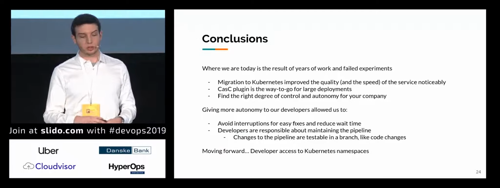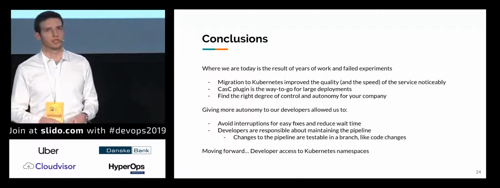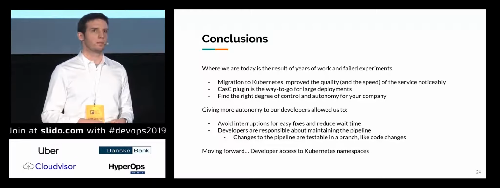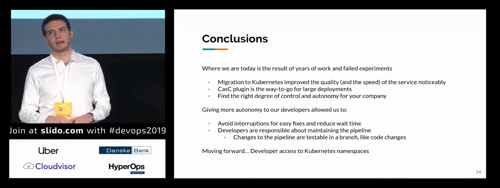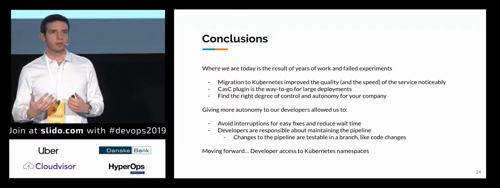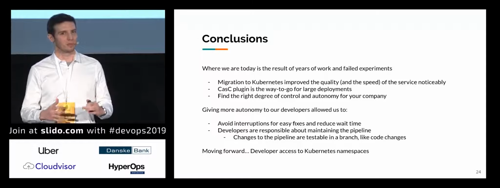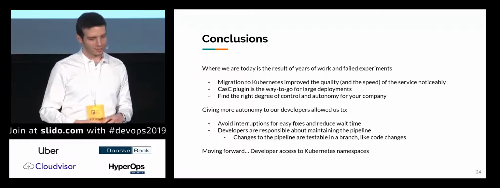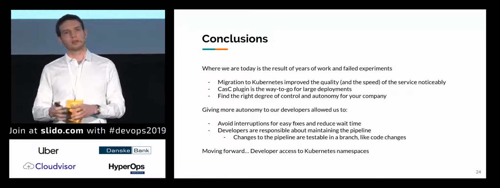The configuration as code plugin, if you're using Jenkins already, is the way to go, especially if you're starting a Jenkins project right now. Still keep in mind, as I said before, it is a young product. So it's a young plugin. There's a year, a bit more, of work. So if you're using it, you need to have in your mentality that you might have to contribute back. But that's how open source works. And always find the right degree of trust.